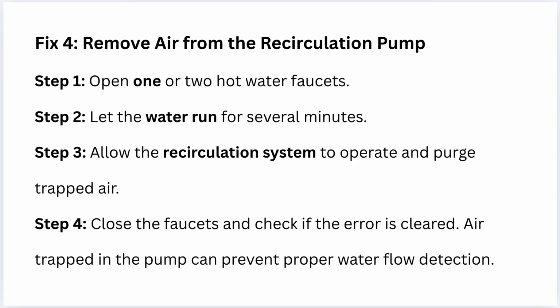Fourth one is remove air from the recirculation pump. Open one or two hot water faucets, then let the water run for several minutes. Allow the recirculation system to operate and purge trapped air. Then close the faucets and check if the error is cleared. Air trapped in the pump can prevent proper water flow detection.